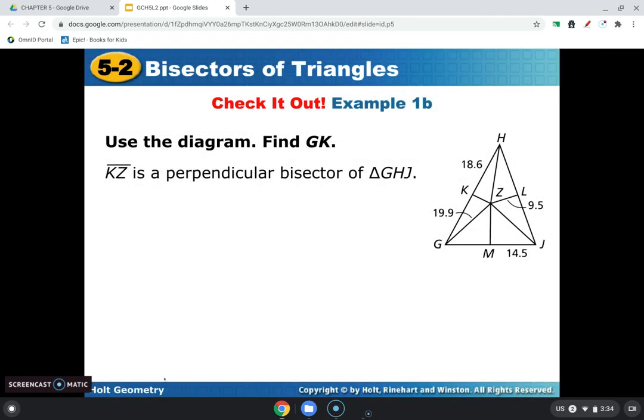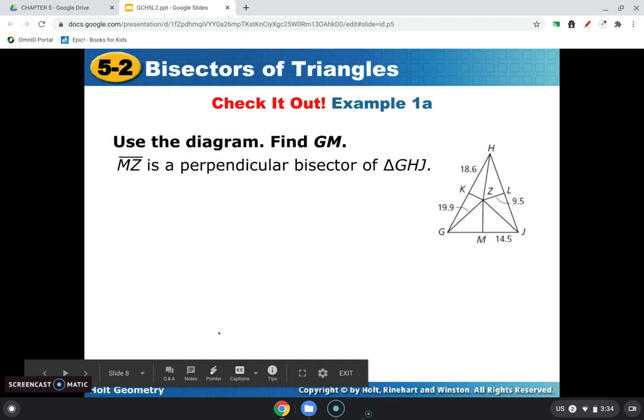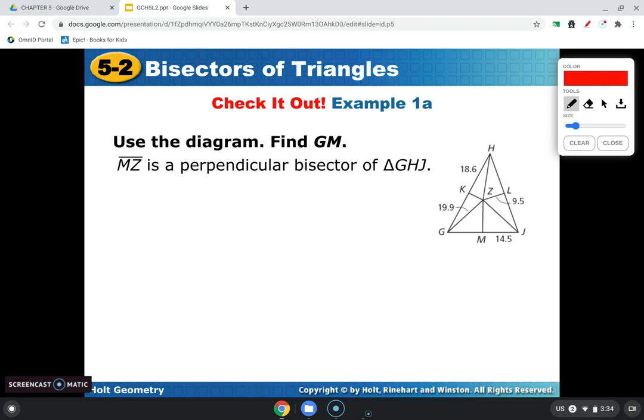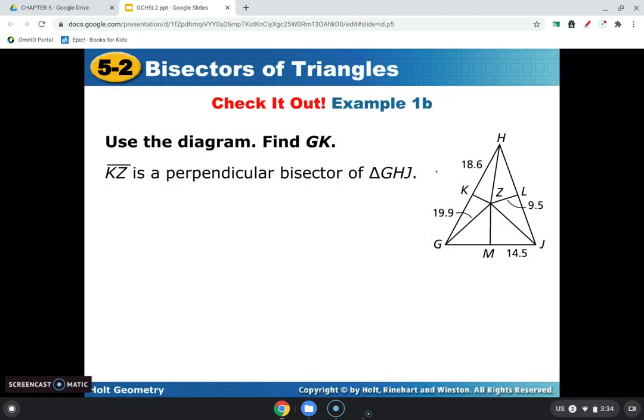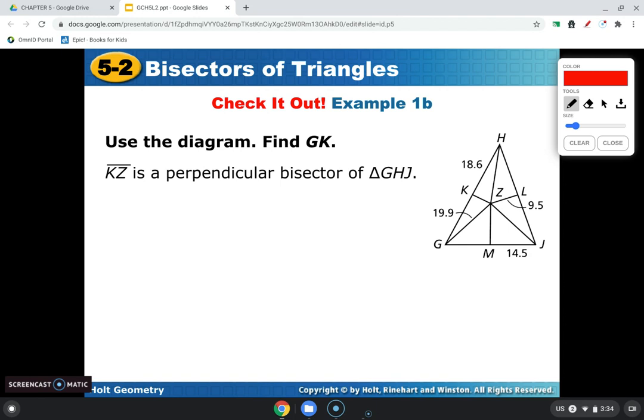MZ is the perpendicular bisector. Find GM if we know that MZ is the perpendicular bisector. Well, GM is right here. If ZM is the perpendicular bisector, that means that GM must also be 14.5. Find GK if KZ is the perpendicular bisector. If KZ is the perpendicular bisector and KH is 18.6, then GK must also be 18.6.